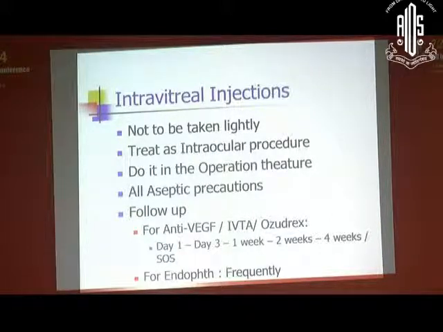Our regimen at Center for Sight is that we necessarily compel the patient to come on day 1 and then day 3, because most of the endophthalmitis will happen between 3 to 5 days. And then 1 week, 2 weeks. After that, we write SOS also. If you have any issues, you should immediately report. For endophthalmitis it is obviously most frequent, but for anti-VEGF, this is the schedule we follow. Endophthalmitis, we have to see very frequently.